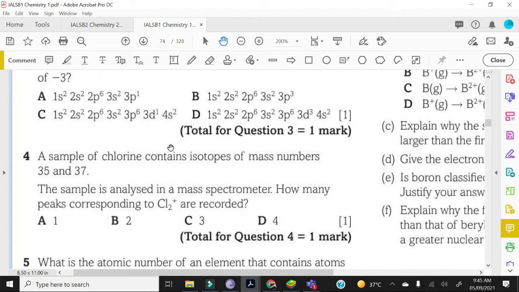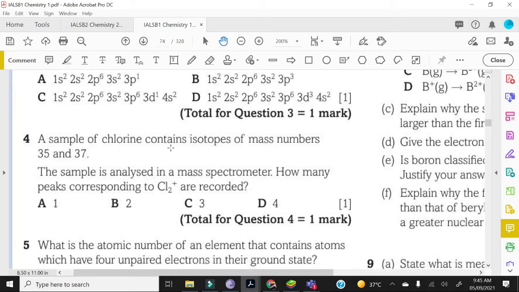Question number 4 now. A sample of chlorine contained isotopes of mass number 35 and 37. The sample is analyzed in a mass spectrometer. How many peaks?